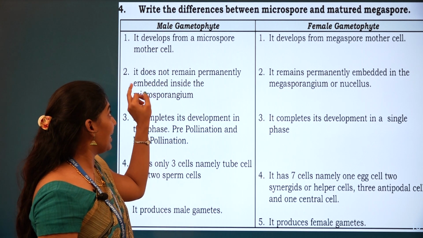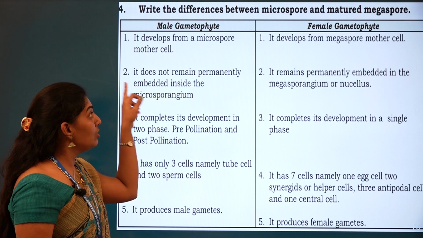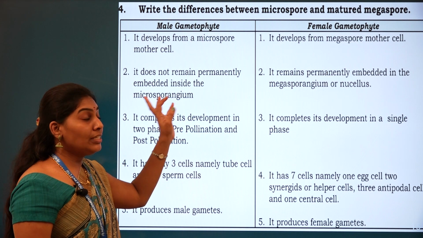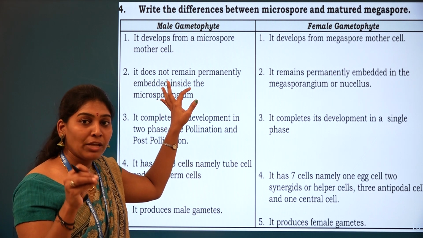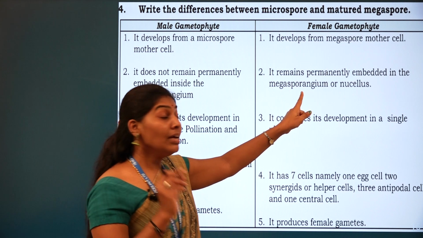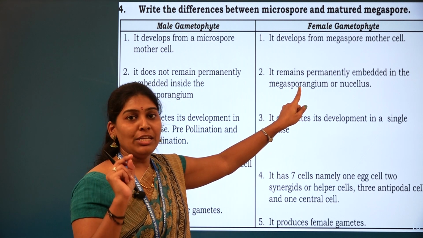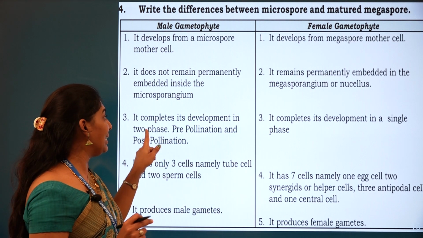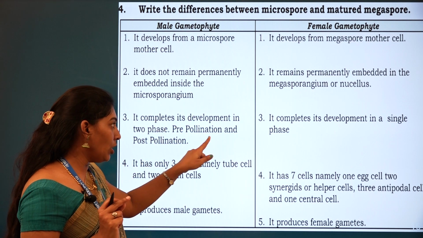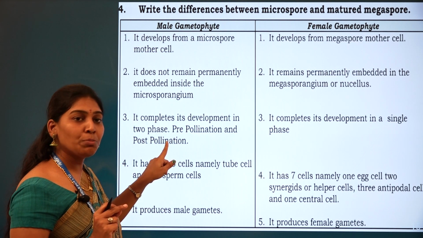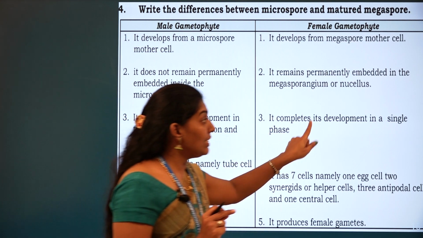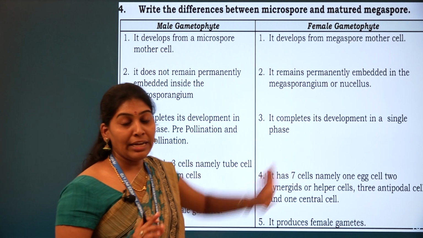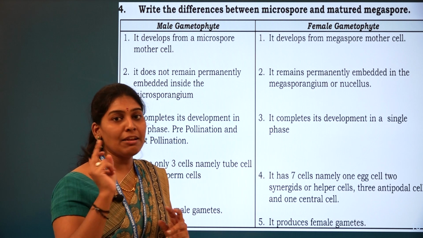The second point: it does not remain permanently embedded in the microsporangium, whereas the other remains in the megasporangium or nucellus. The third point: it completes its development in two phases, pre-pollination and post-pollination. The female gametophyte completes its development in a single phase.